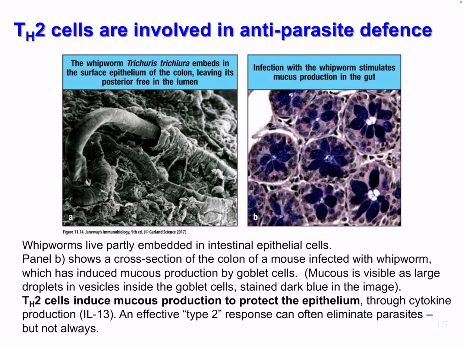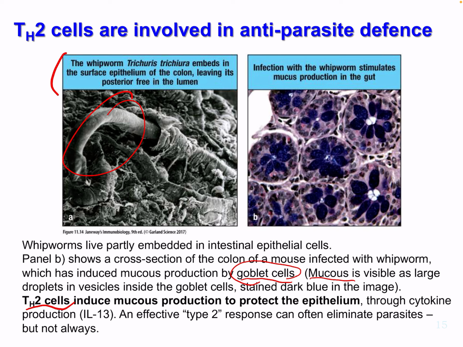So, on the positive side, Th2 cells are involved in antiparasitic defense, which is a key feature. Here's an example of a whipworm, which embeds in the surface of the epithelium of the colon, leaving its posterior free in the lumen. The infection with the whipworm stimulates mucus production in the gut, as well as immune responses. These whipworms live partially embedded in the intestinal epithelial cells. This shows a cross-section of the colon of a mouse infected with the whipworm, which has induced mucus production by goblet cells, which you guys remember from physiology are the mucus-producing cells. This mucus is visible as large droplets and vesicles inside the goblet cells, stained dark blue in the image.